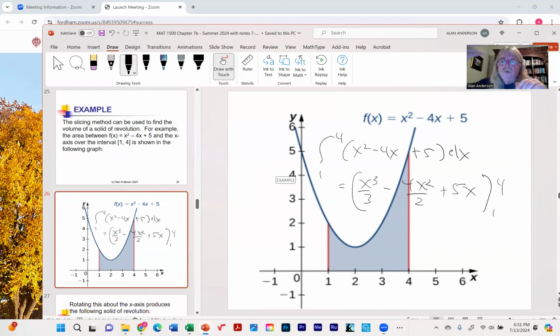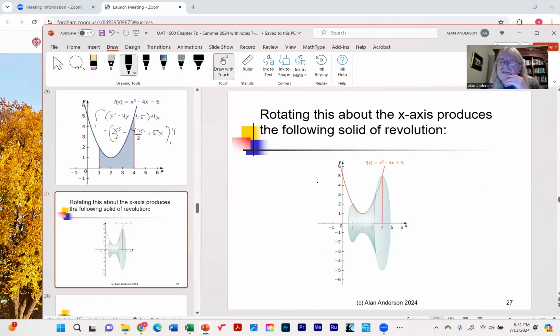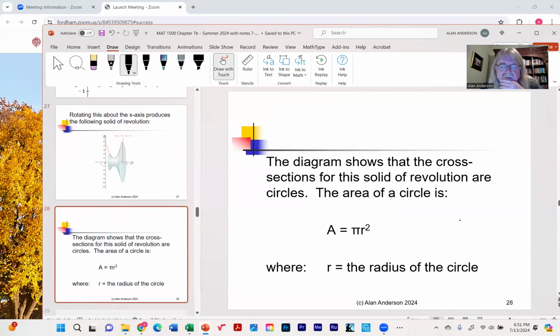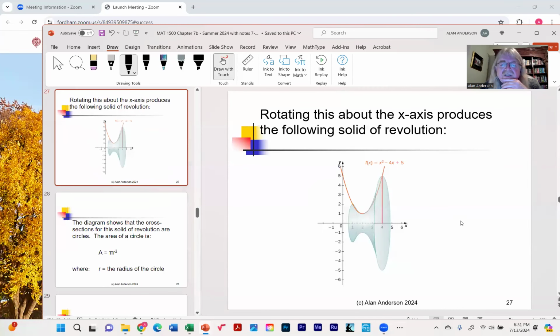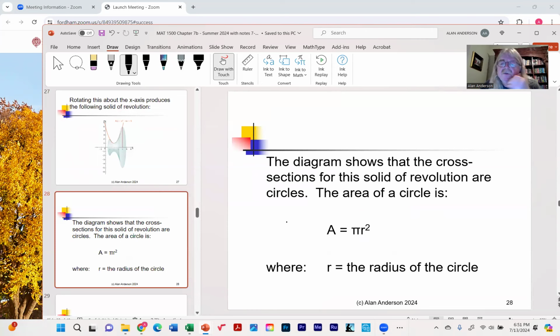But now we're trying to rotate it around the horizontal axis, and we end up with this thing. And again, there's probably a proper name for this. I just don't know what it is. So the cross sections are circles now. Okay, these are the slices that we'll be using. And so the area of a circle is, of course, pi r squared.